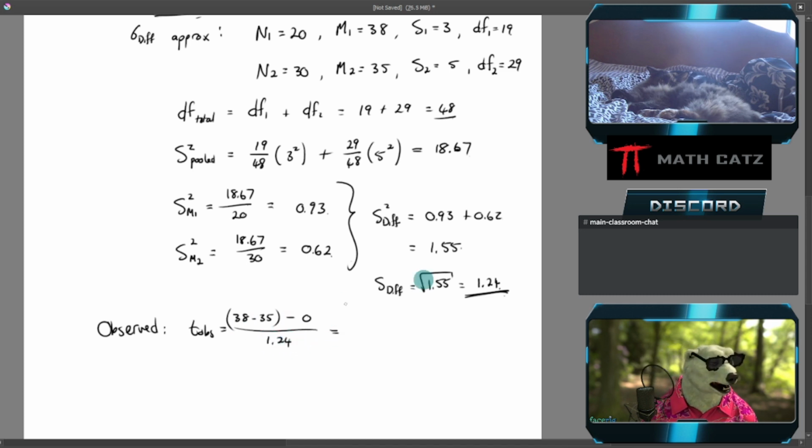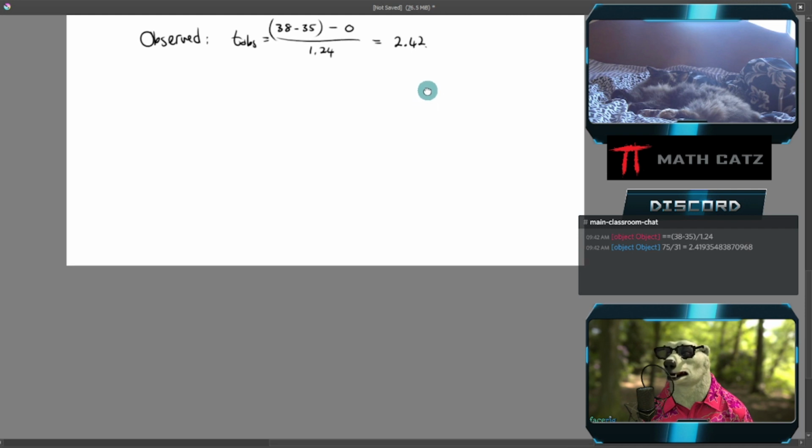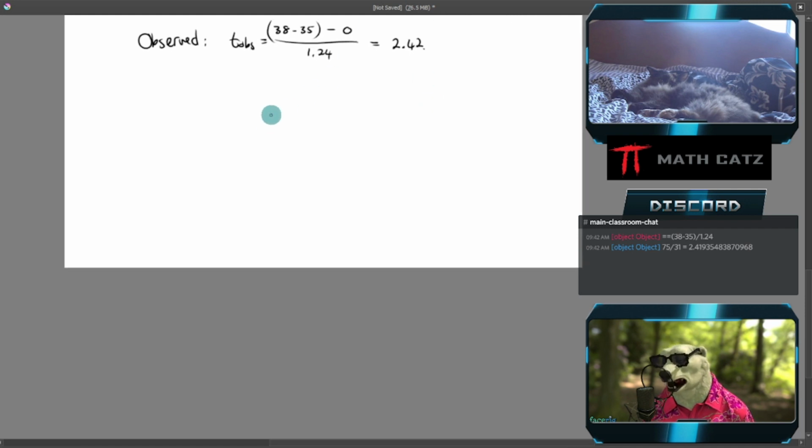So let's calculate that. Oh, I need brackets. Not that I need 38 minus 35, but we'll be thorough. Divided by 1.24, we get 2.42. Now we're comparing that. I'm running out of space for my sketch, but I think we can squeeze it in. We're going to compare that at a 5% alpha.